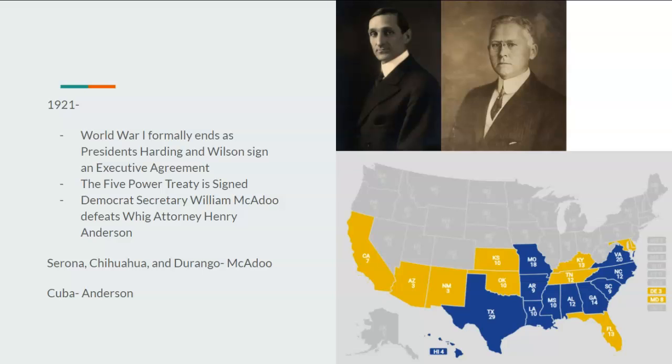And of course, we have the 1921 presidential election as Democrat Secretary, he was the Secretary of Treasury under Woodrow Wilson, William McAdoo defeats Whig attorney Henry Anderson. There you go. And of course, Sonora, Chihuahua, Durango, and I missed one Mexican province. I'm sorry about that. I forgot it. Those four will go to McAdoo, and Cuba goes to Anderson. So there you go.